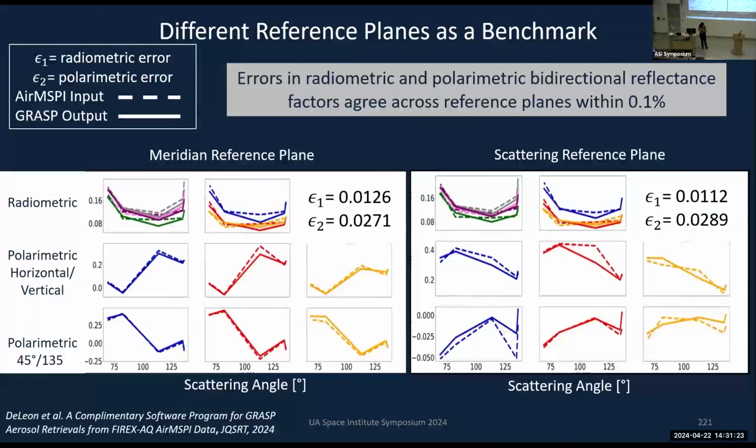We could essentially benchmark this algorithm against itself and see how the results compared across wavelengths. These different colors are just different wavelengths in radiometric and the 2 polarization quantities, and we see how they compared with the exact same input. All we changed was the reference plane, and the errors were really, really low, down to the 1,000th of a percent. So that shows that the algorithm is working very well when it's benchmarked against itself.